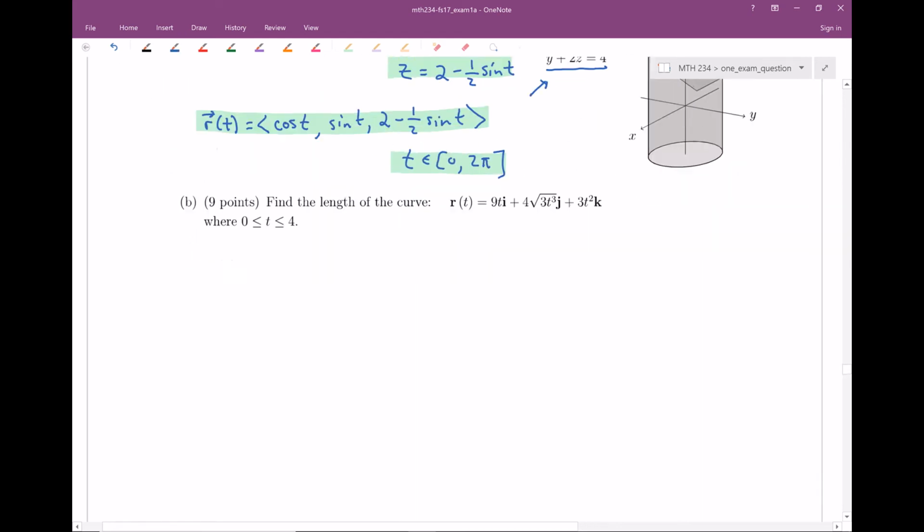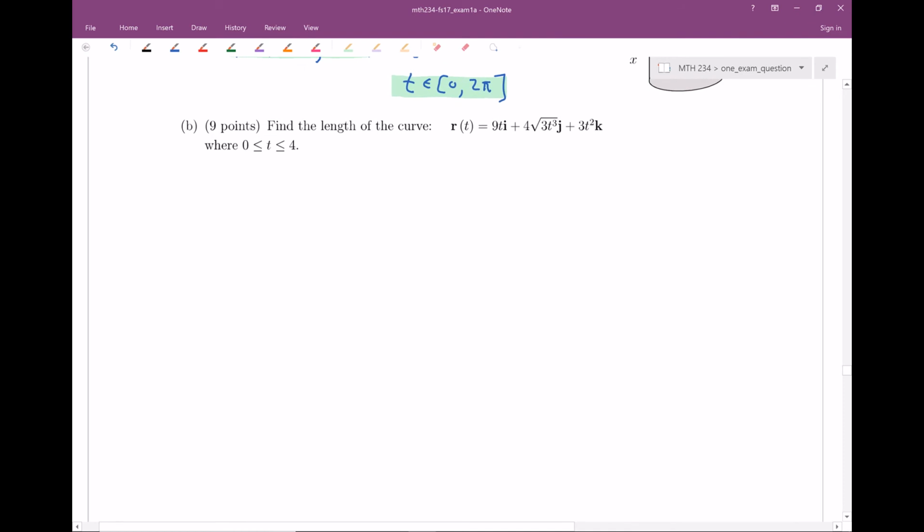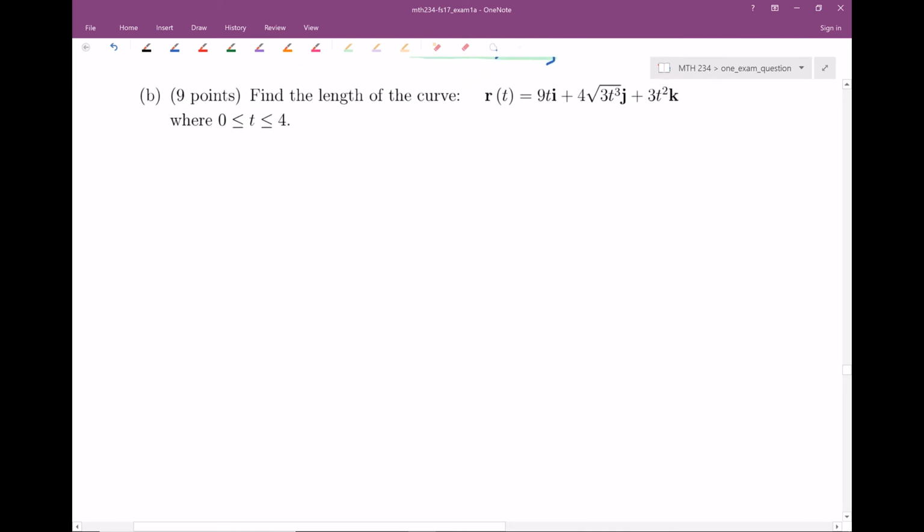So we're going to do 5B, which says find the length of this curve where t ranges from 0 to 4. So again, we need to remember what is the arc length formula. Right, so that's going to be the integral from a to b of the magnitude of the derivative of r of t. So you can see I need to fill some stuff in.